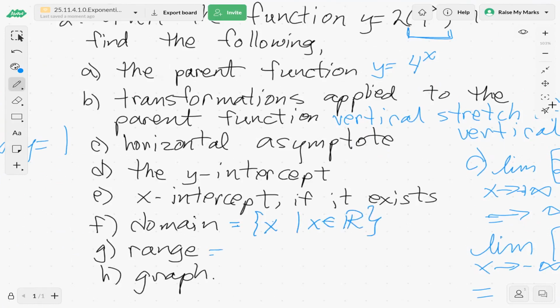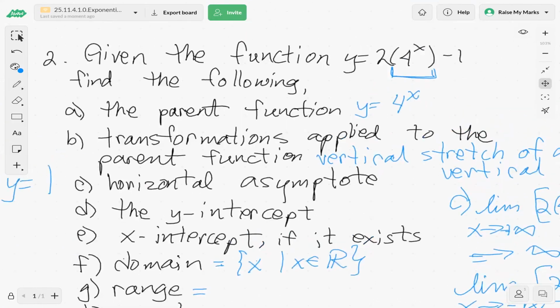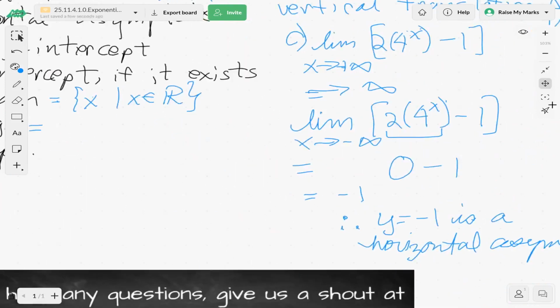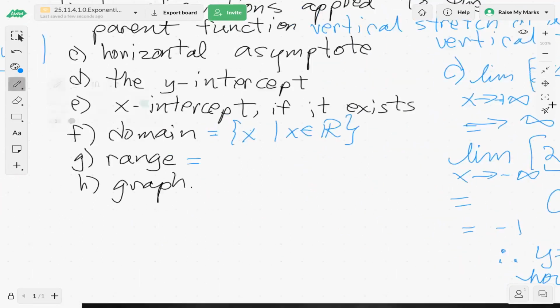Now our range, let's look at our range. So we have a horizontal asymptote. So when y equals -1, that's the only value that y cannot equal. So it looks like our range is y can be any real number except y cannot equal -1 because it's a horizontal asymptote. So it never actually reaches that value. And finally, in part H, we're asked to graph. So we need to put all this together and see if we can graph the function.